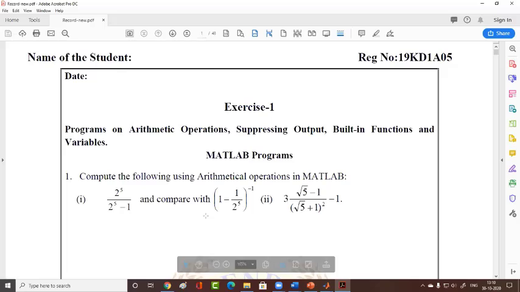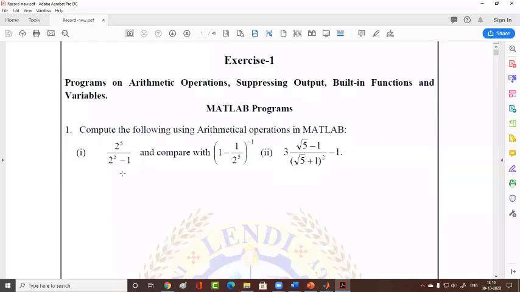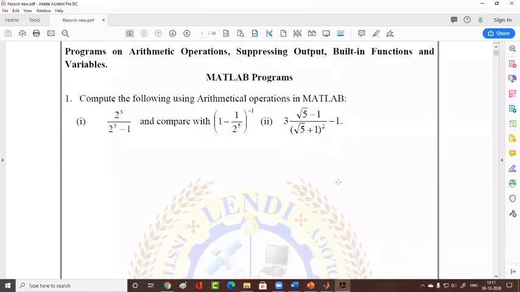Now write the code. Use the power function, the square root function. Then how to find all these values. I think this is very easy. Take the screenshot. Now try it. This is the first exercise, lab question. Take the screenshot of the first question. This is a lab exercise.